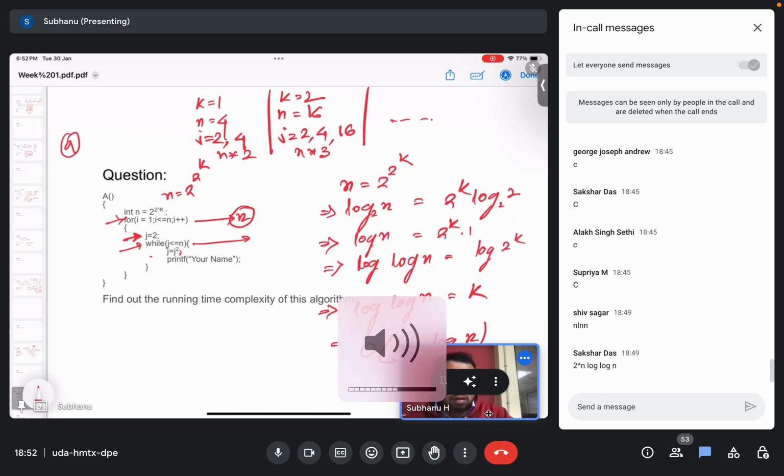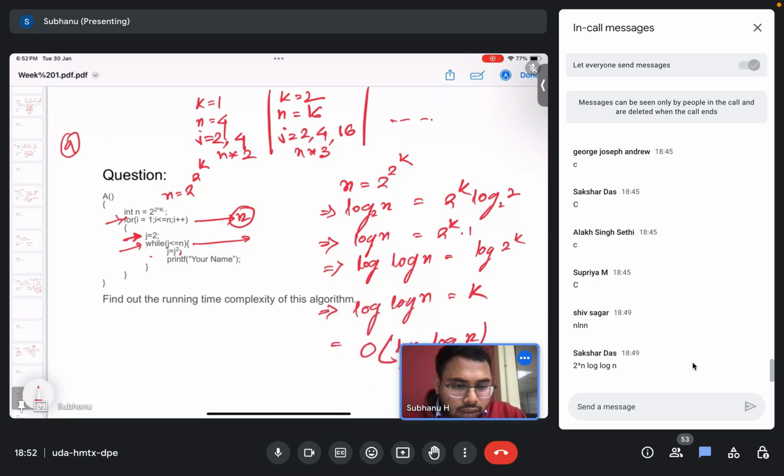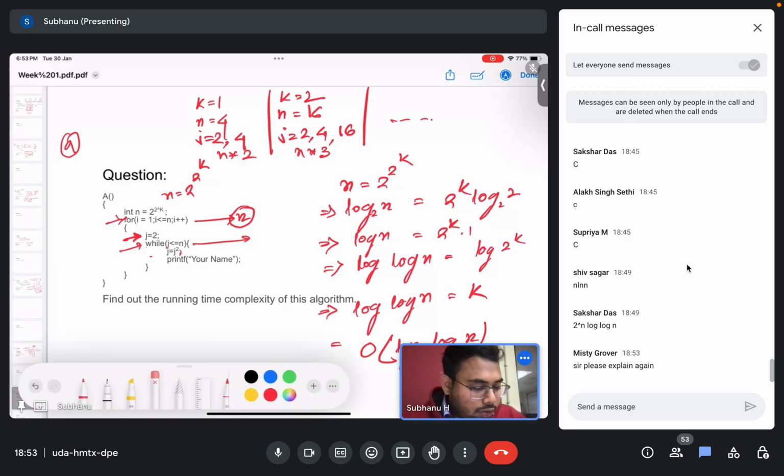Okay, so I think for this question no one has given the correct answer. If you have any doubt, please type in chat. If you have any doubt about the question, how we have solved this one.